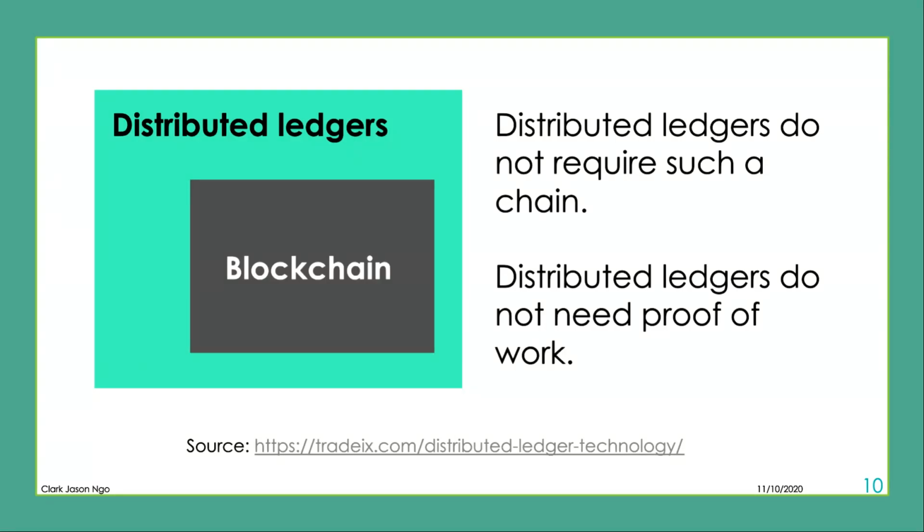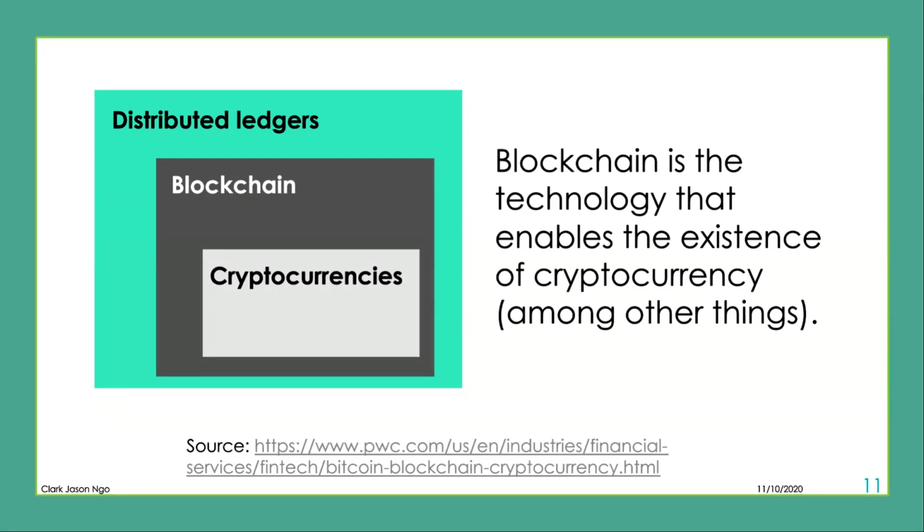So before we even go through blockchain, we have to talk about distributed ledgers. Distributed ledgers as a technology do not require a chain, okay? They do not need proof of work as well. So an example for the blockchain now is that it is the technology that enables the existence of cryptocurrencies and other technologies, not only Bitcoin.